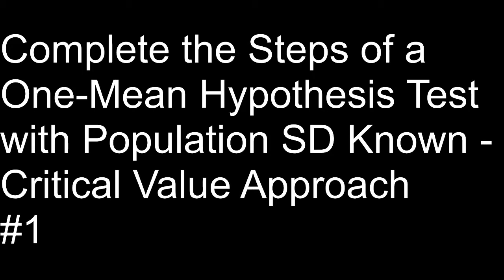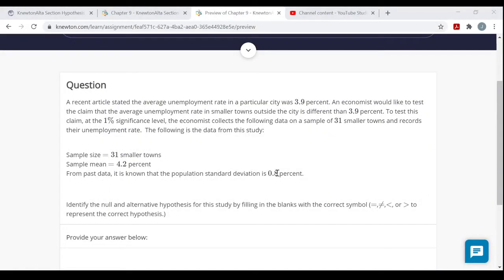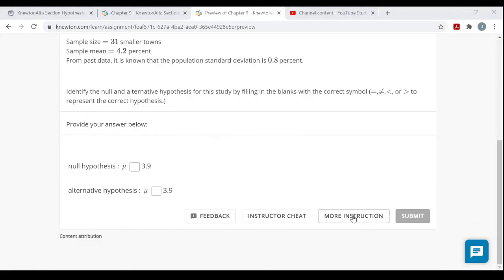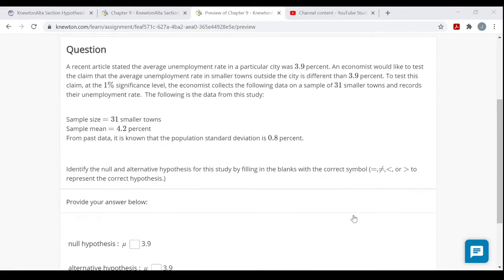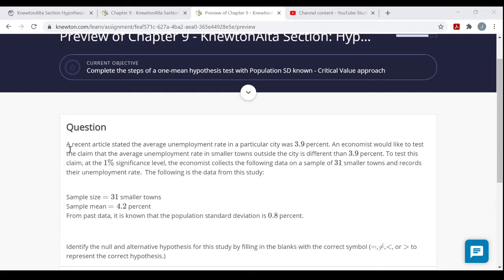And then we're going to decide if we're going to reject the null hypothesis or not. And then we're going to state our conclusions. So all the steps put together, one after the other, in this one problem. Alright, so let's take a look. Again, if you want to see more, click on more instruction, look at their videos, their notes, their examples, and hopefully that helps you out. I'm going to go to some paper with this, of course.